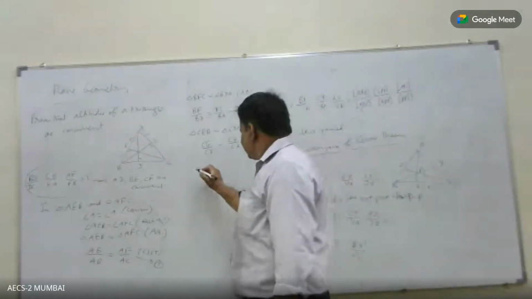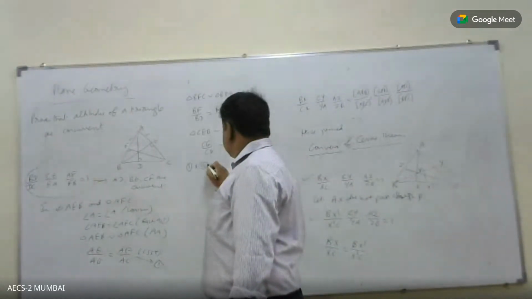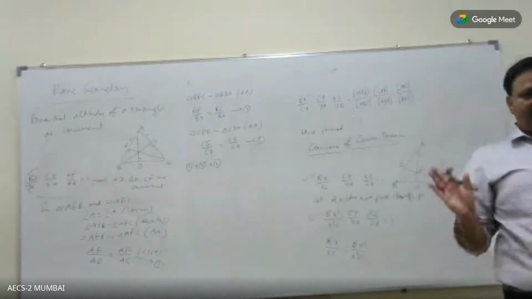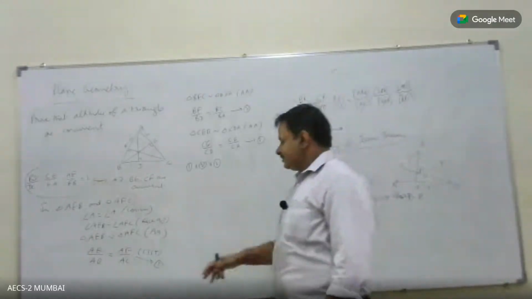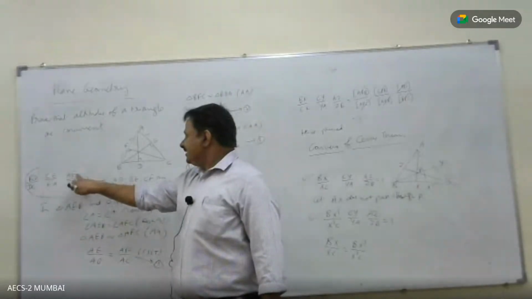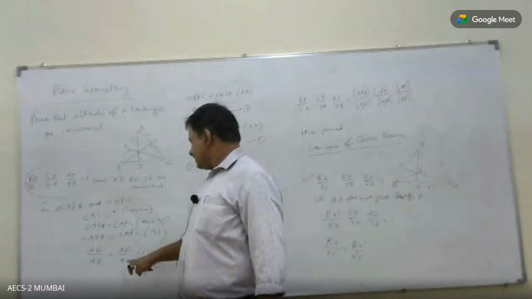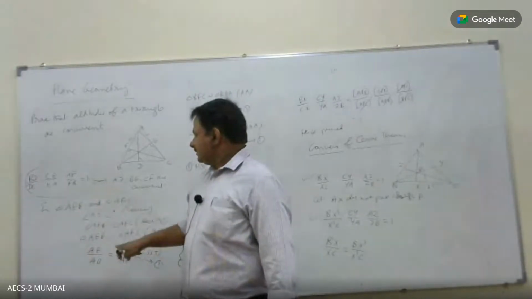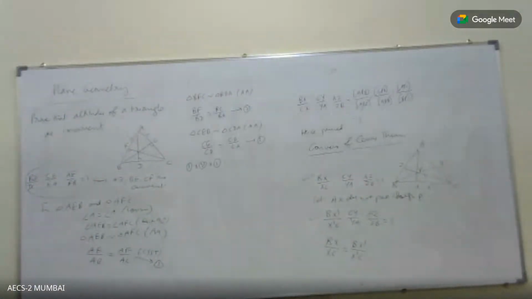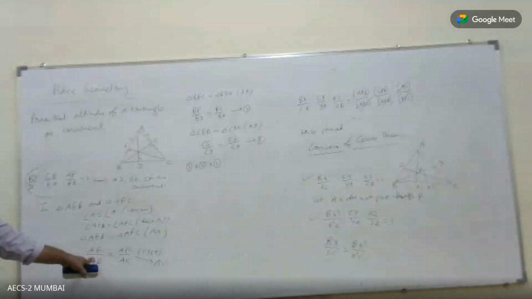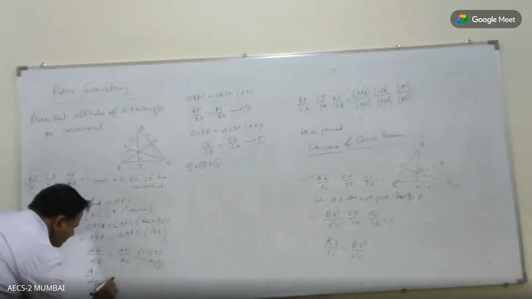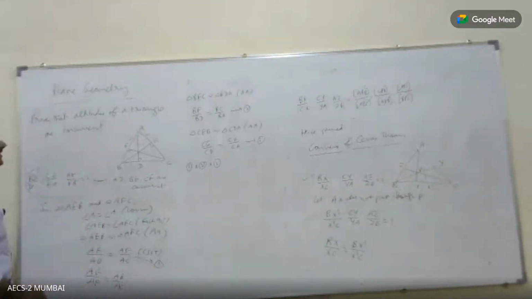If I do this, will I get this? Check it. At least the left side terms. Right side terms I need to check. AF by FC, AF is there, AC, no, we don't have it, right? I can rewrite this result: AE by EB cross by AE by AF equal to AB by AC.